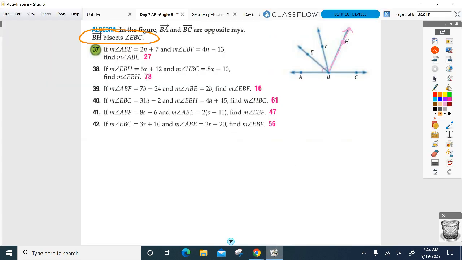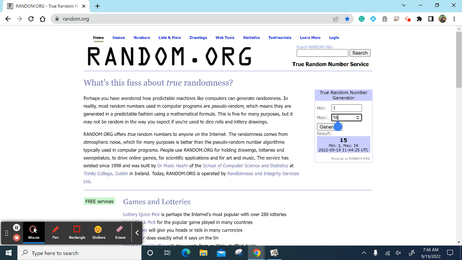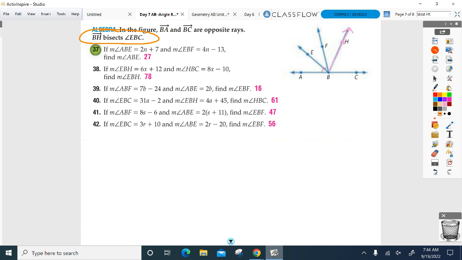15, EBC getting bisected by BH. Name the other 2 angles. We have 13. What's that? We have 13. You said 15. We only have 13? All right, sorry. There we go. 11, here we go. Name the 2 angles that are congruent then.